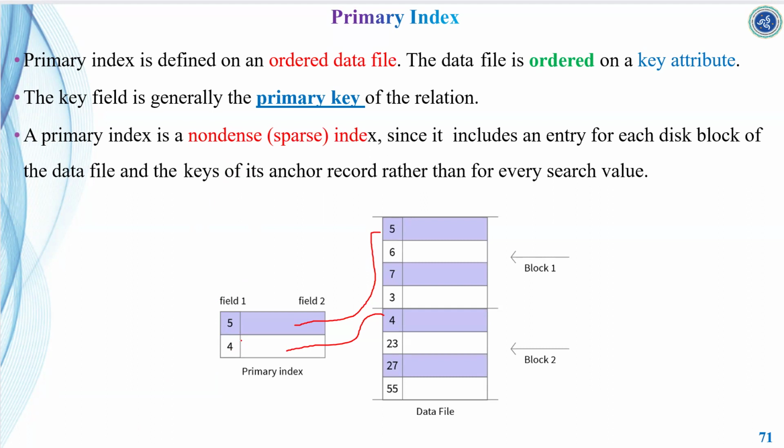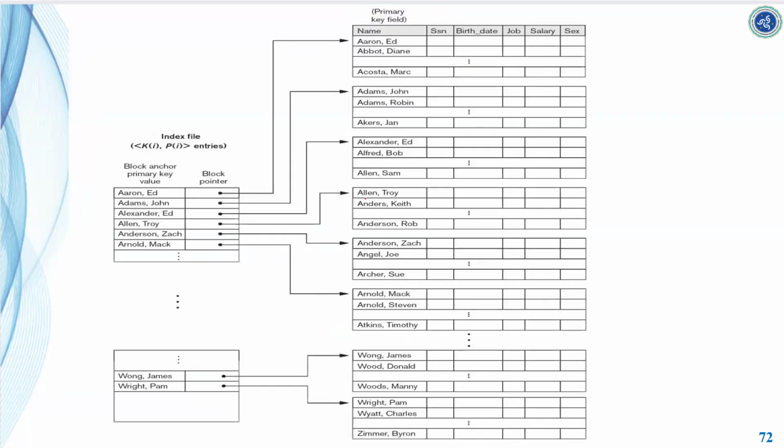Next, we can see here the actual representation of primary indexing. This is the index file. Here the primary key value is the first name and the last name together, and there is a block pointer. So this is the block, and every pointer here is pointing to each and every block. If we want to search for a particular record, then from this pointer we can go to that particular block.